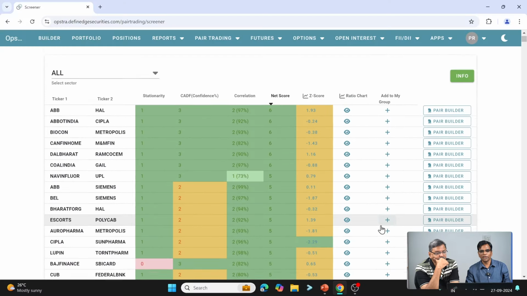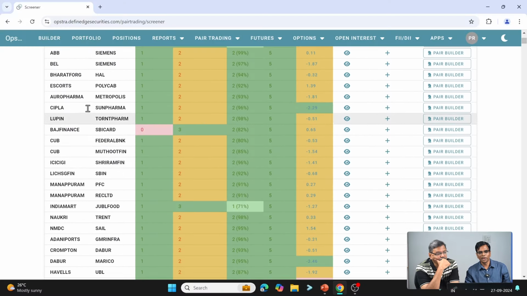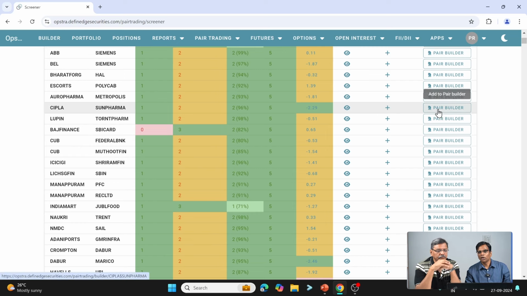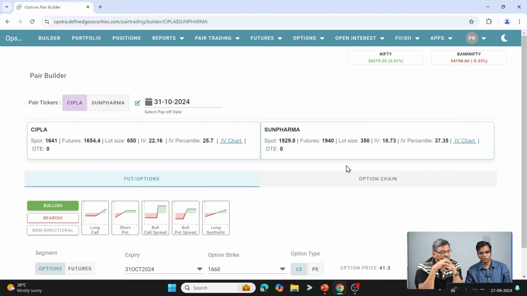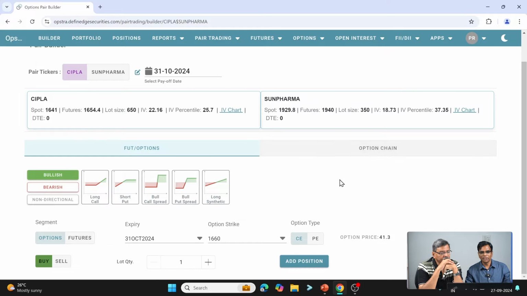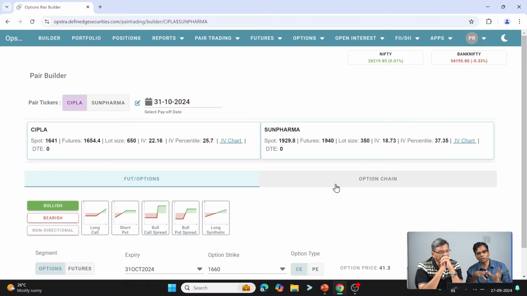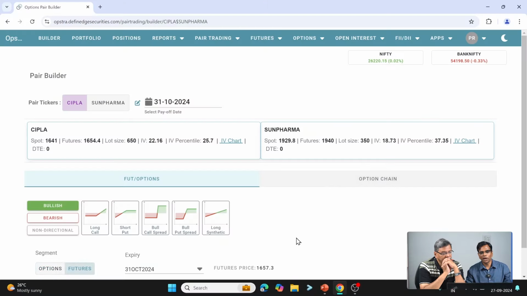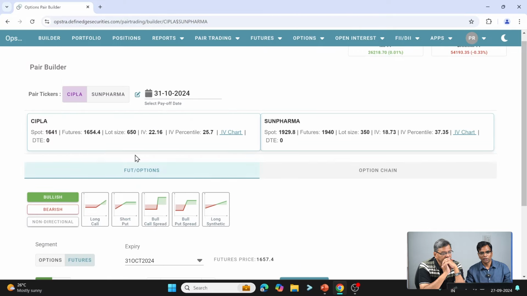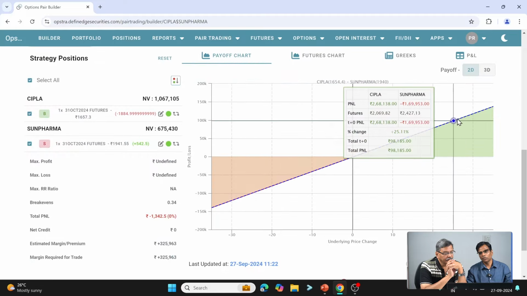So now let's say I got a good pair, Cipla, Sun Pharma. Maybe I want to initiate here. Now I can go to the pair builder. For the first time, we are introducing a pair builder anywhere in the world. It is like the strategy builder in Opstra, exactly like it, where you can add futures of each one of them. Let's say I add long Cipla, then select Sun Pharma and add short.